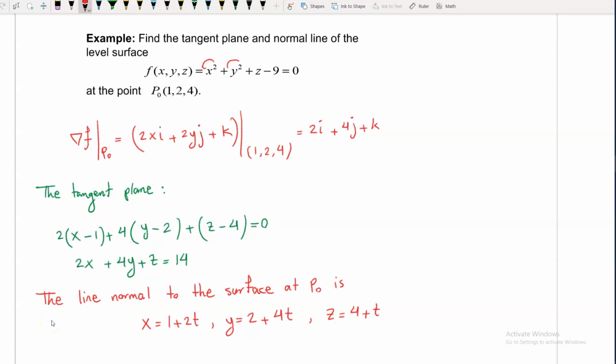And the line normal to the surface at p naught is x equal to 1 plus 2t. So based on this point that we have here, 1, 2, 4, and based on what we have here, we have 2 times t, and then we have 4 times t, and then here we have 1 times t, so it's the coefficient of z. So x is 1 plus 2t, y is equal to 2 plus 4t, and z equal to 4 plus t.